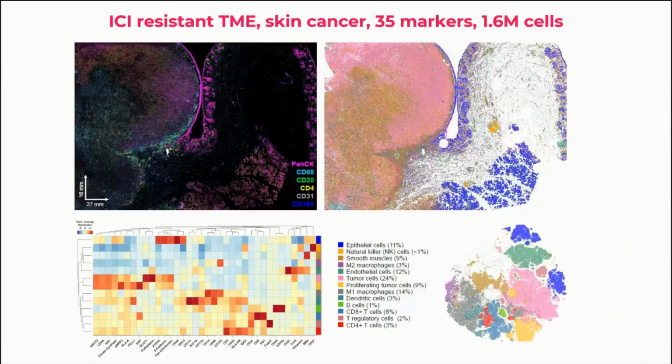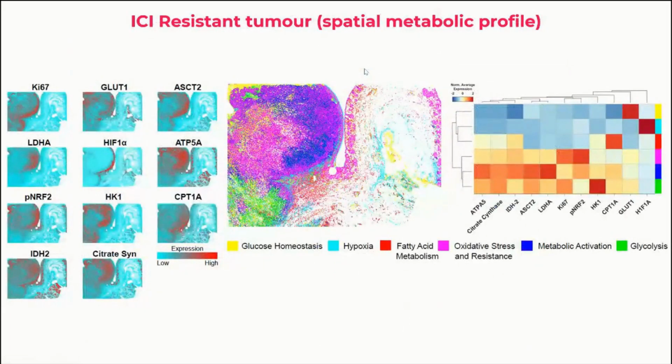By the same token, we can look at a patient that has done really poorly on immune checkpoint inhibitor therapies. The tumor here is the pink on the top right. What was really interesting in this tissue was that when we look at the metabolic markers, they were again highly increased in the tumor, specifically hexokinase 1, HIF1 alpha, GLUT1, Ki67, and so on.